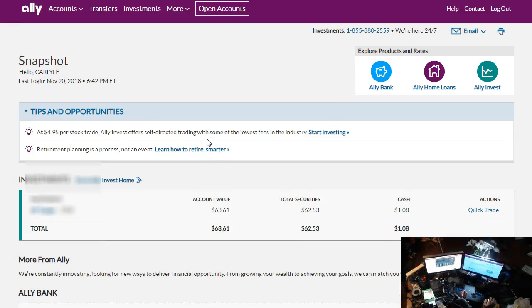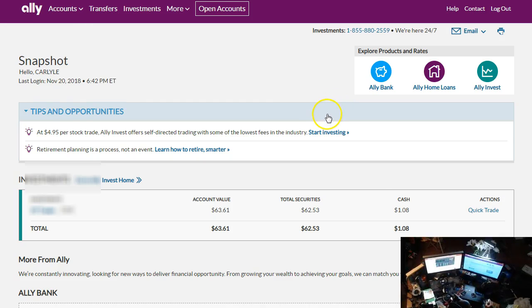Now, one thing to understand, Ally is an online banking platform, so you can simply open up a bank account and you can store your money there. You can have a savings account or something, right? So that's one part of their business. I think it might be the main part of their business. Don't quote me on that. They also have this investment side of things. So there's the Ally Invest. You see right there, it says Ally Invest, Ally Home Loans, Ally Bank. So Ally Bank, I think, is the main business for them, right?